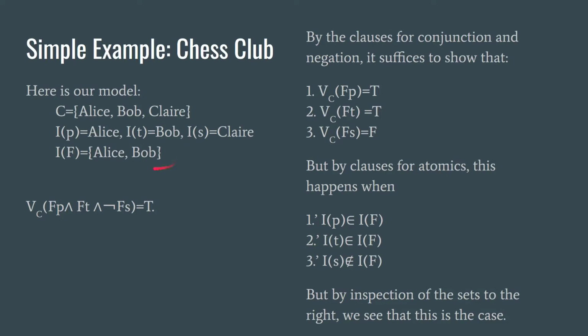Now we look over here at our set IF, and we notice that P is Alice, so the interpretation of the word P is in the set IF. That checks out. Our interpretation of the word T is Bob, so Bob is in the set IF. That checks out. And our interpretation of the word S is Claire. Claire is not in the set IF, so that works out as well.